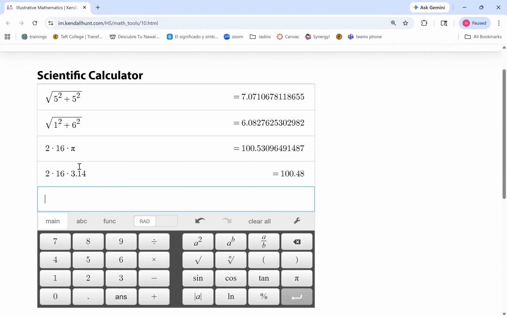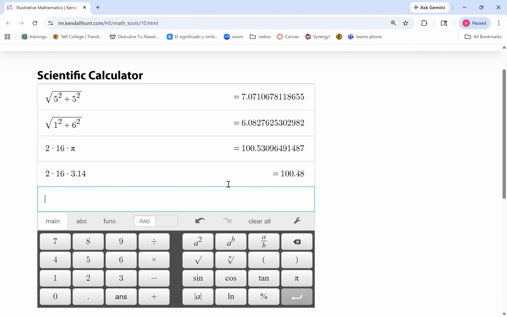Now, one thing, if you use the pi symbol, it gives you an answer. If you use 3.14 for pi, it gives you a very close answer. Now, which one are you going to use? It really doesn't matter. I'm going to give you a choice. Use whichever one of these you want. Now, what I'm going to be doing is rounding to two decimal places. So if you were to use the pi symbol, 100.53. If you use 3.14, 100.48.